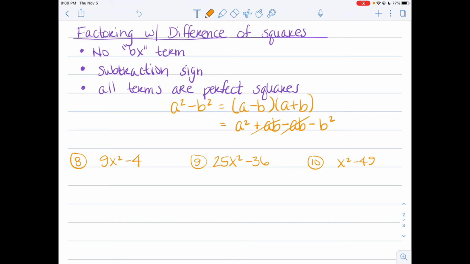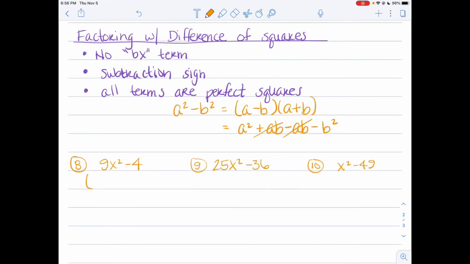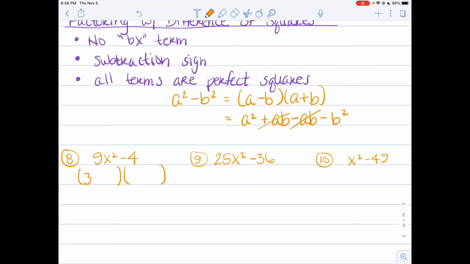If I look at number 8 here, notice that we have 2 terms. Notice that we have a negative sign, and 9 and 4 are both perfect squares. And of course, x squared is the perfect square of x. So I can just immediately write my factored form as 3x in the front, a minus 2 and a plus 2, because the square root of 4 is 2. And that's my factored form.